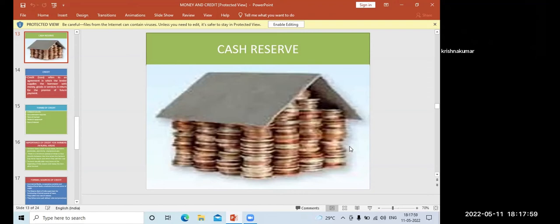So it's an agreement actually. Agreement between whom and whom? Lender and the borrower. Under that agreement, the lender will give either money or goods, and the borrower will promise to pay on a future date. So this agreement is what we call by the name credit. Is that clear? Yes, sir.